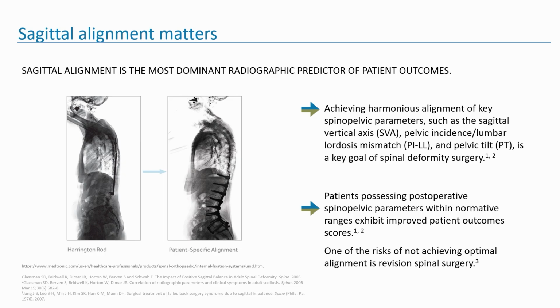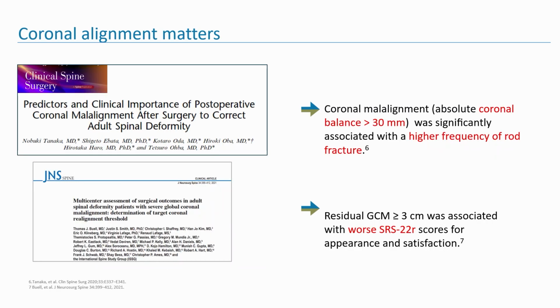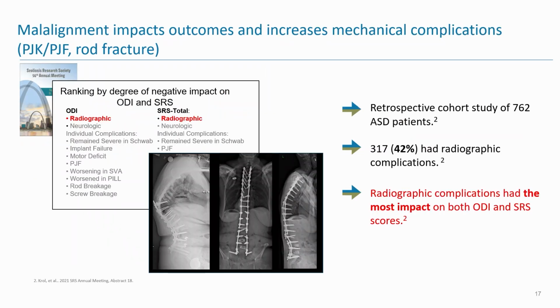You're going to break a rod, and that is the most important radiographic predictor of patient outcomes in terms of failure. Coronal malalignment also matters, so you have to get that correct as well. Malalignment impacts outcomes, increases in mechanical complications, and radiographic complications has the most impact on both ODI and SRS scores in this particular study of 726 ASD patients.